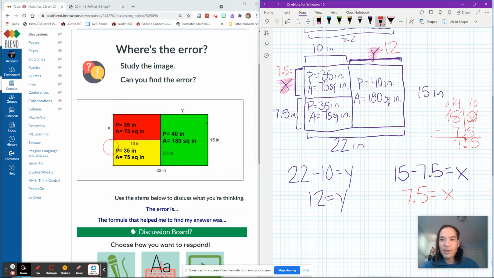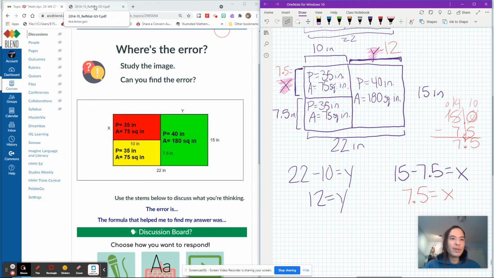7.5 plus 7.5 equaled 15. 10 plus 12 equals 22. So now we have all of our missing pieces. Now we have to figure out inside here, is our information correct? Luckily, our red rectangle and our yellow rectangle have the exact same measurements, 10 by 7.5. So let's check those. They should be the same. This shows 35 inches perimeter, 75 square inches as our area, and so does the yellow rectangle. And since our dimensions are the same, 7.5 by 10, that should be true.